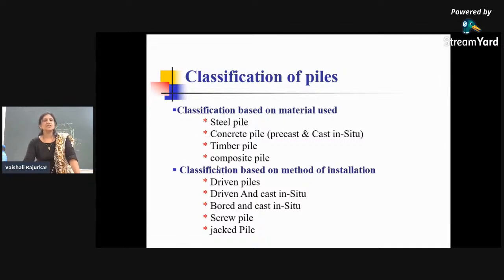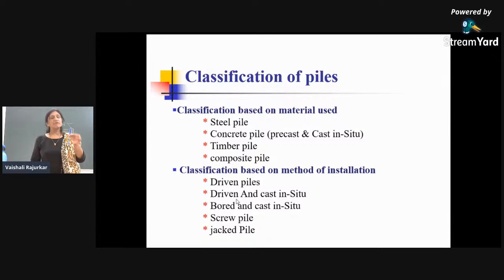Then the another classification is the classification based on method of installation. So first, there is a driven pipe. What is meant by driven pipe? Driven pipes are the pipes which are precast pipes. This is very similar to the nails which we are inserting into the wall, right? We take the nail, put it on the surface of the wall, and hammer it at the top. Due to the hammering, the energy we impart at the top of the nail gets it inserted into the wall.